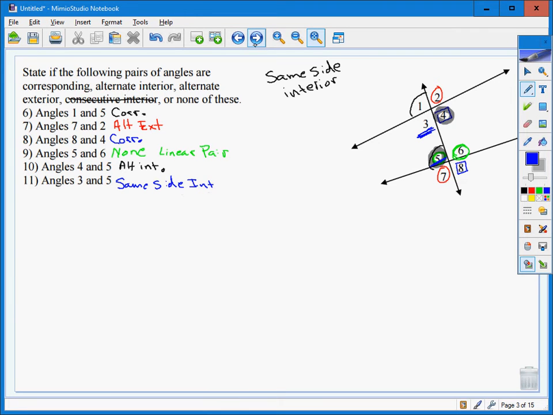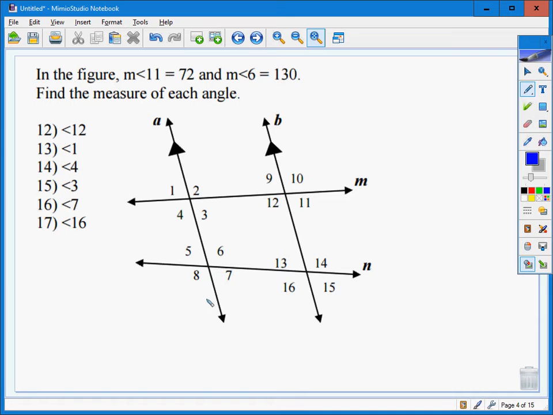When you get a problem like this, you'll notice that these two lines are parallel. A is parallel to B. It doesn't say anything about M and N. Put in the information they've given you. Angle 11 was 72 degrees. Angle 6 was 130 degrees. I really recommend that you work the picture before you start answering questions.